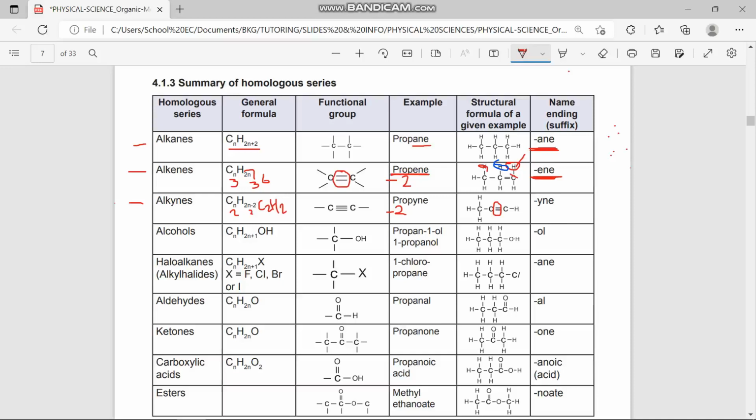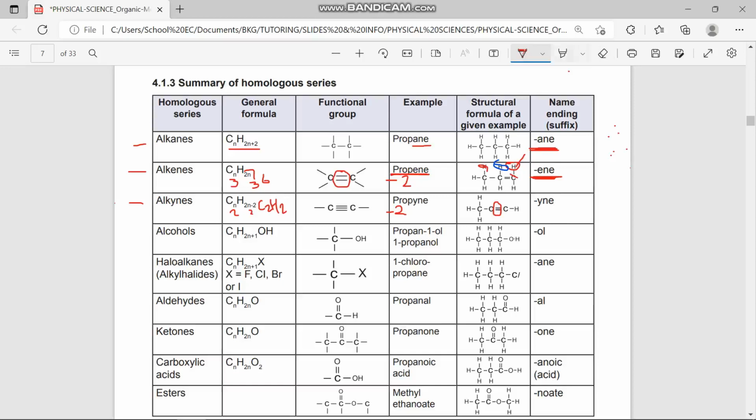I understand we have some terms that we have to use in chemistry. So this is a structural formula for our propyne.